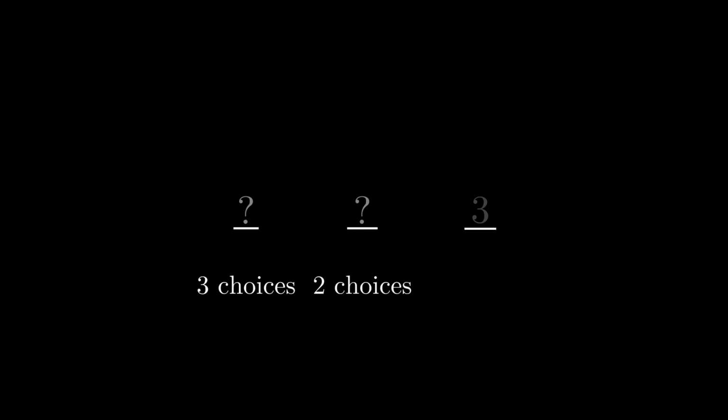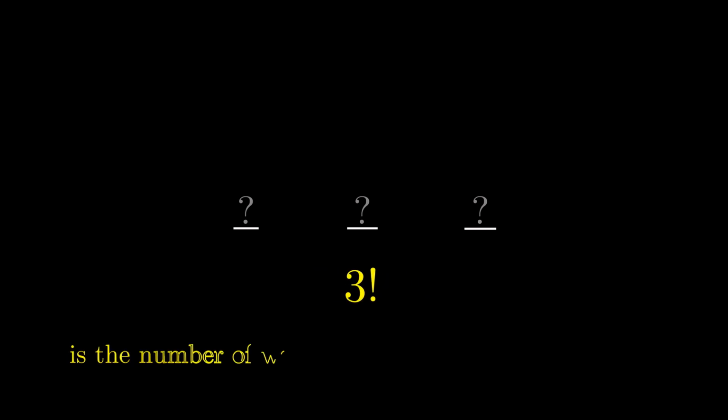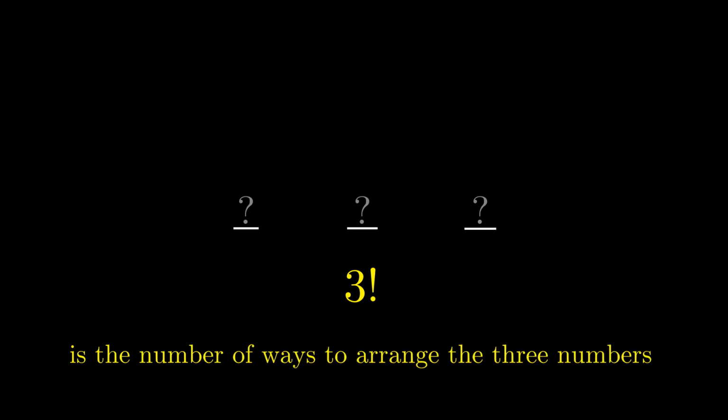And whatever's left over, whatever hasn't been picked, just goes in the third space. One last choice left. To work out our total, just think. There are 3 initial choices we can make, and each of those has 2 options. What we get is 3 times 2 times 1. That's 3 factorial. That's the number of ways of arranging them.